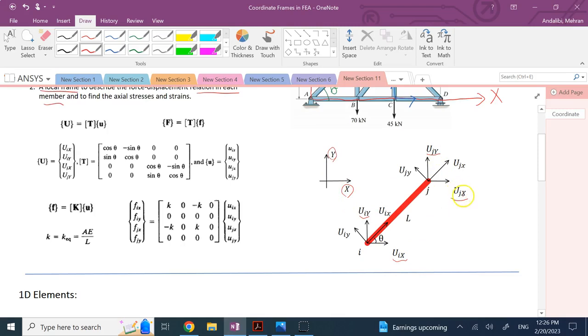Now, as you can see, the x and y here are parallel to the original x and y. But the local is, first of all, the origin of the local frame is what?